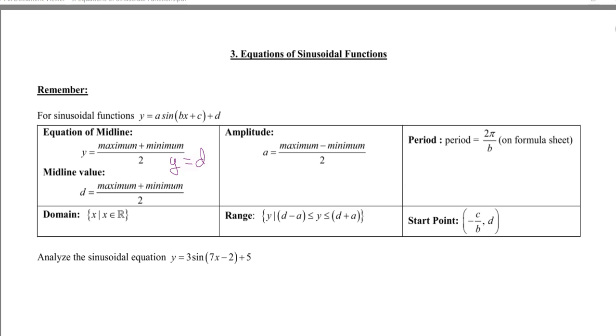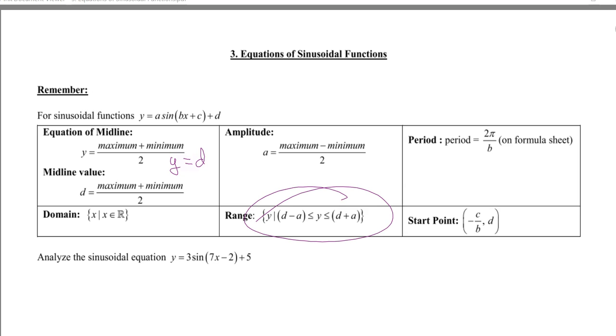That's your vertical displacement, up or down. So if you have positive 5, it's up 5. If you have negative 3, it's down 3. You have your amplitude from the equation. Amplitude is the distance from the middle to the max or from the middle to the min. So that gives you your range.